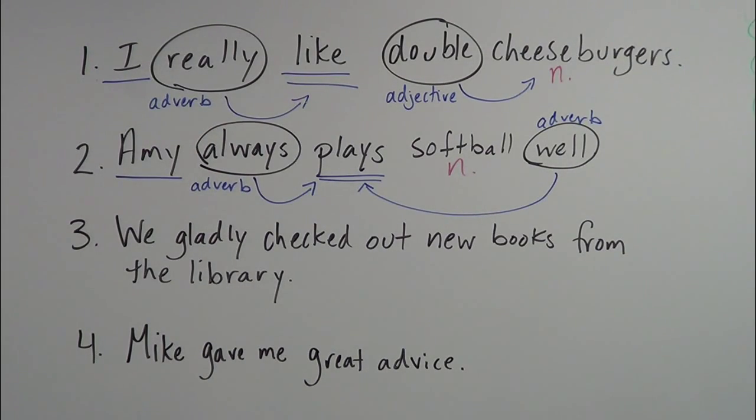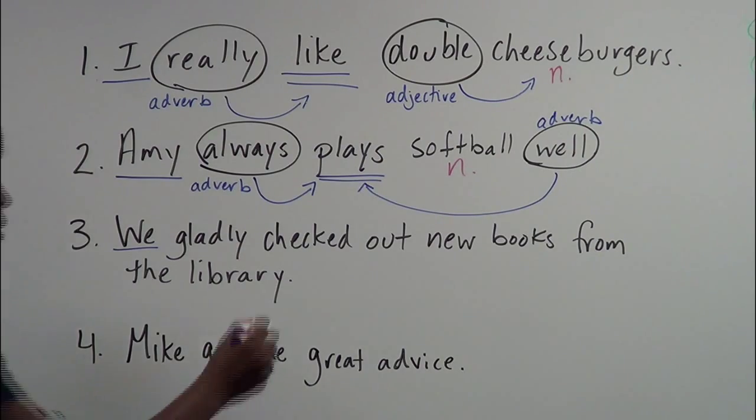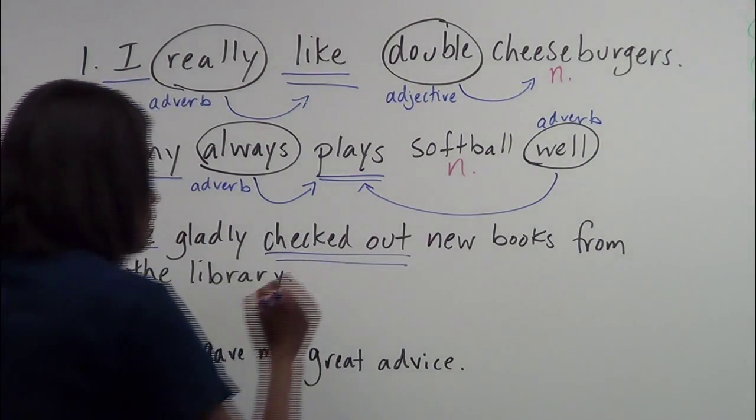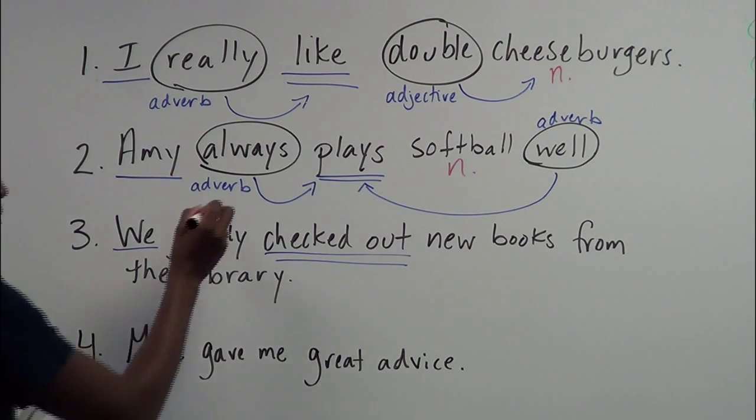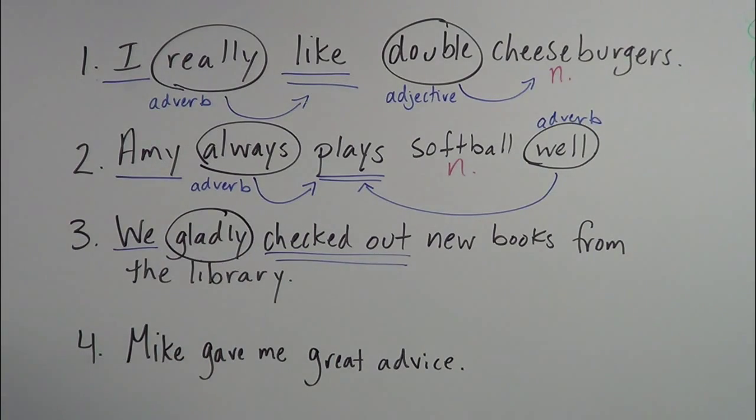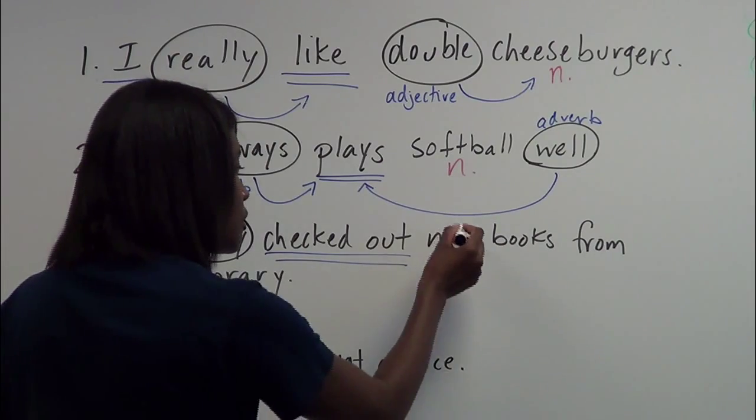We gladly checked out new books from the library. So again, the subject here is going to be we. The verb is going to be checked out. We have a lot of stuff here, but I'm definitely going to circle gladly since it's sitting between our subject and our verb here. We know something's going on with that. I'm also going to circle new.